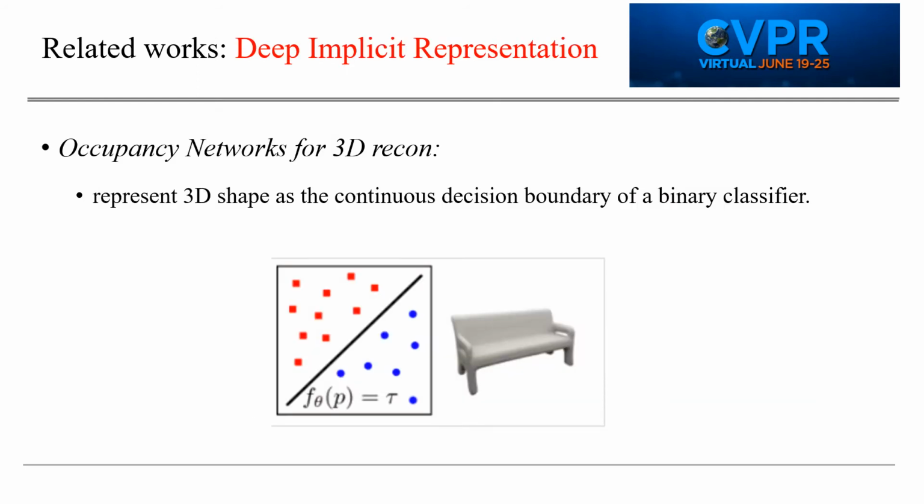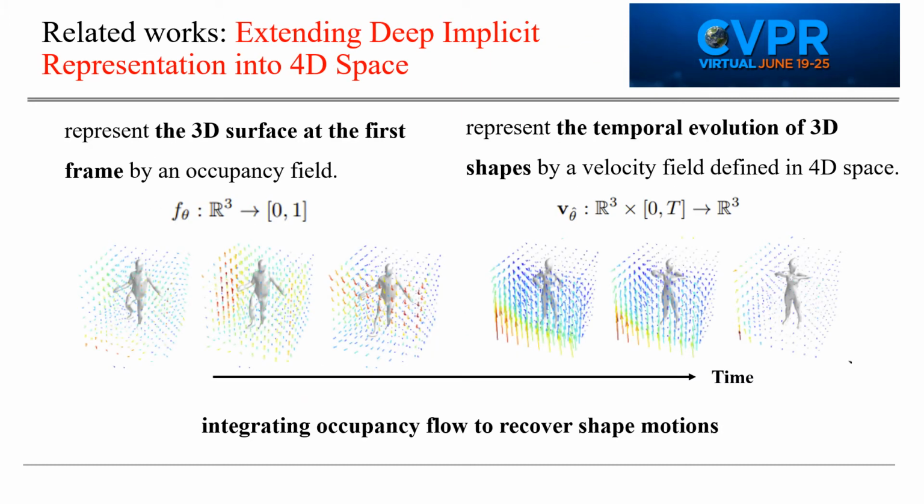For 3D surface reconstruction, we can represent a 3D shape as the continuous decision boundary of a binary classifier in 3D space. And for 4D shape reconstruction, we can extend the implicit representation into 4D space by defining an occupancy field to represent the 3D surface at the first frame and introducing a velocity field to represent the temporal evolution of 3D shapes. Thus, we can recover the human motions by integrating the occupancy flow.